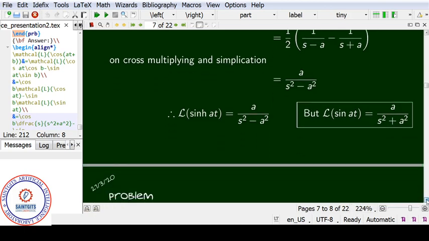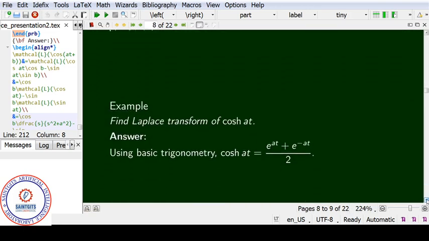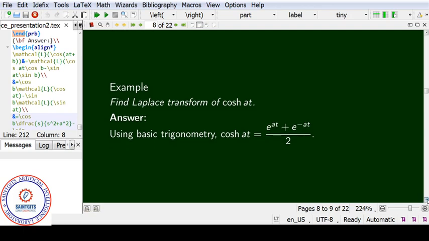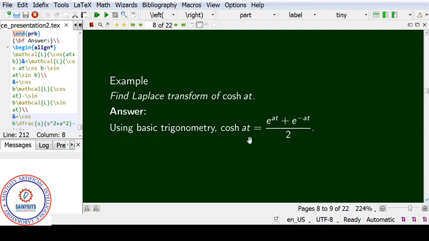Okay. Next problem is find Laplace transform of cos h at. Only difference is the definition of cos h at in terms of exponential functions. Cos h at is equal to e raised to at plus e raised to minus at by 2. First of all, we write the definition of Laplace transform and rewrite cos h at in terms of exponential sum.